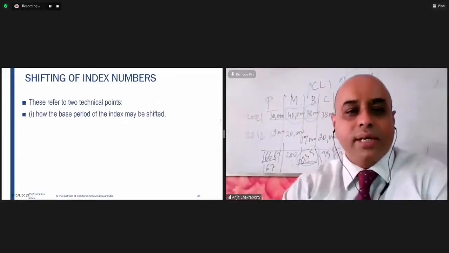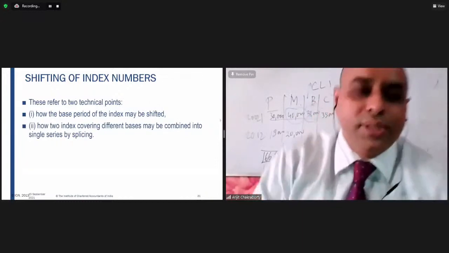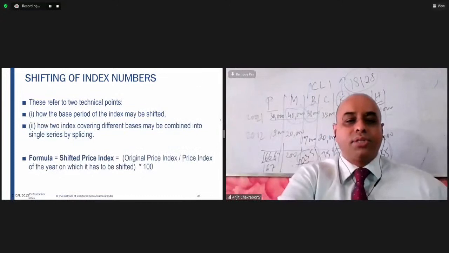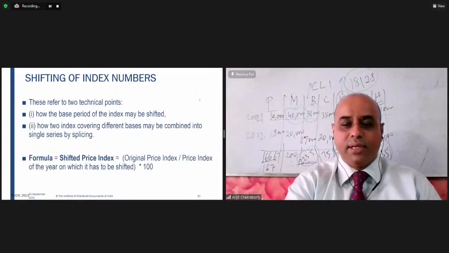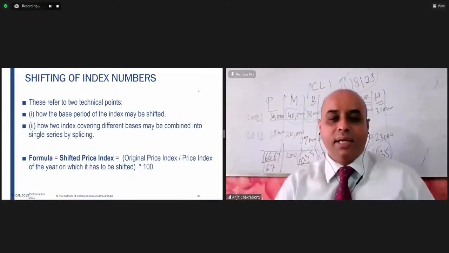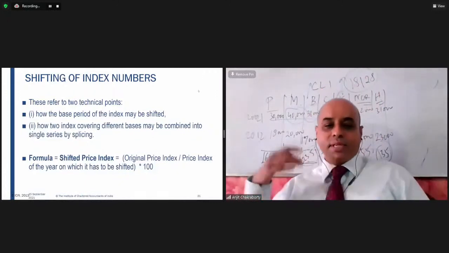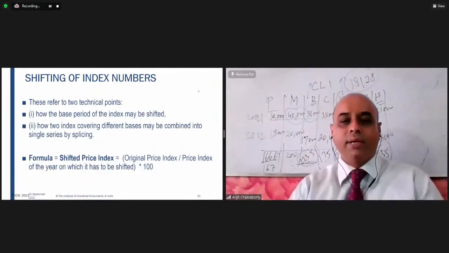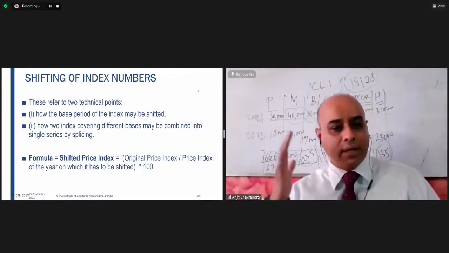Now, the shifting of the index numbers, this is very similar to the one we did a few slides back. So the shifted price index, I don't know whether questions might come from this part, but then this will require some calculations. So the shifted price index formula is the original price index divided by the price index of the year on which it is shifted, multiplied by 100.